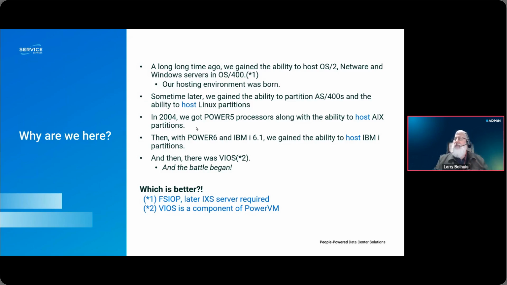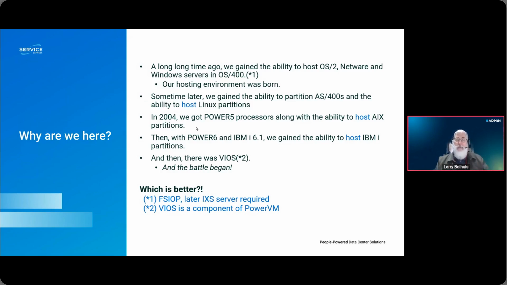But then in 2004, with Power5 processors, we added AIX to the mix. So now we could host Linux and AIX, and all that other Windows stuff was still there. I think NetWare was gone by then, OS/2 was gone. But then we got Power6, and with the Power6 machines and IBM i 6.1, you needed both of those. Even though 6.1 would run on a Power5, you needed a Power6 to run IBM i as a guest partition.